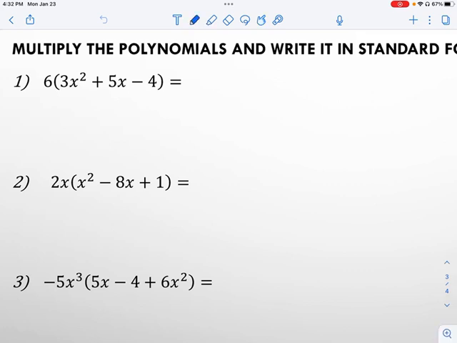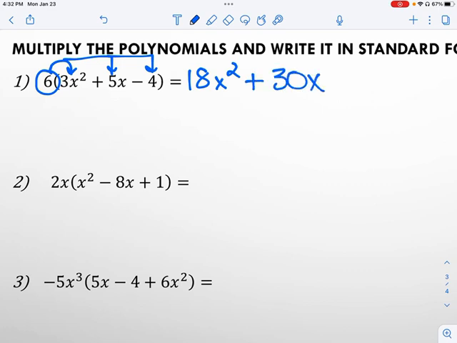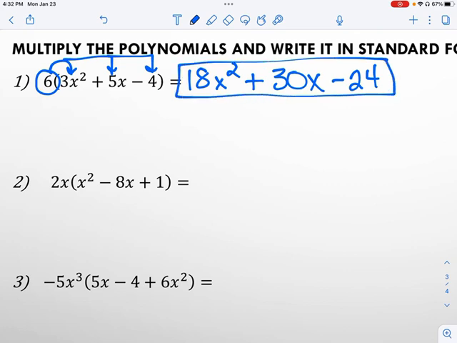So I'm going to start off with my monomial, the 6. I'm going to take that and multiply it to each term. So I start off with 6 times 3x squared, 18x squared. 6 times 5x, and then 6 times negative 4. And then I double check, can I combine any like terms? Nope, everything's different. And am I in standard form? The answer is yes, because I start with x squared and go down in degree each time.